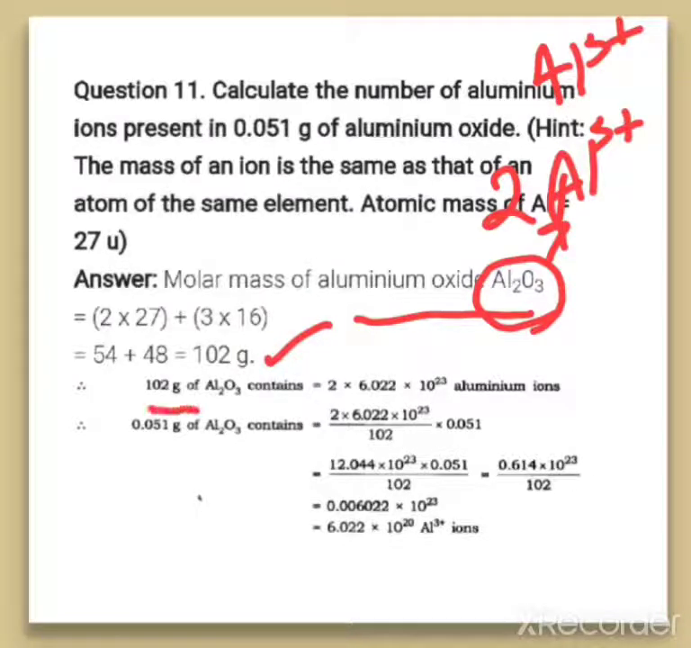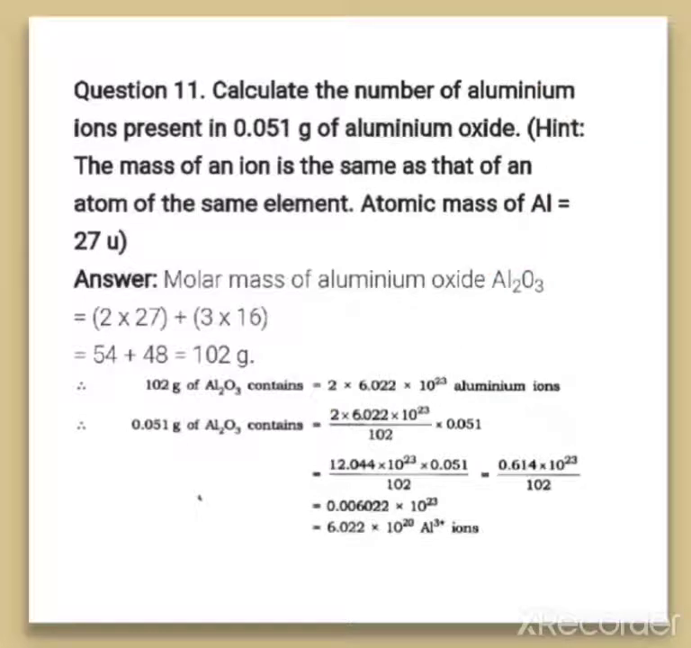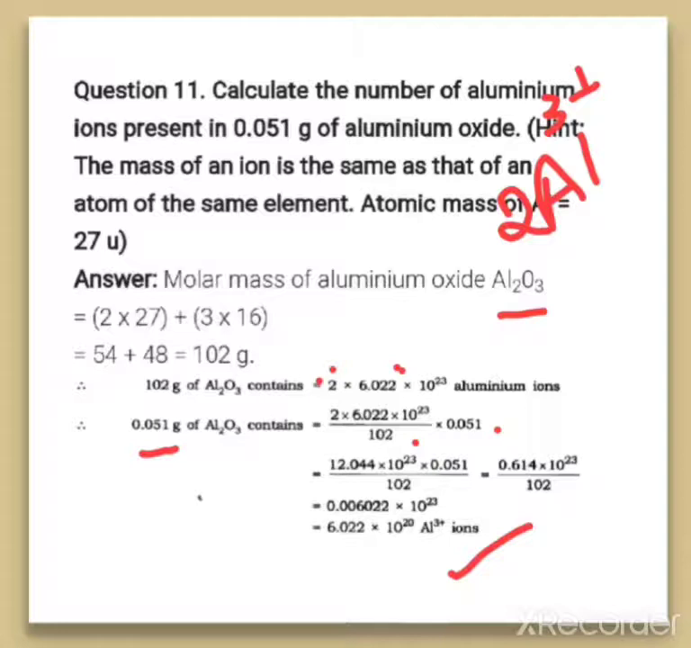So we can say that 1 mole of aluminium oxide contains 2 into 6.022 into 10 raised to the power 23 aluminium ions. Why am I multiplying with 2 here? Because this molecule has 2 aluminium ions. So 1 mole of this molecule has 2 into 6.022 into 10 raised to the power 23 aluminium ions. So how much will 0.051 gram have? It will have 2 into 6.022 into 10 raised to 23 divided by 102 gram into this value. When we solve this, we get this answer.